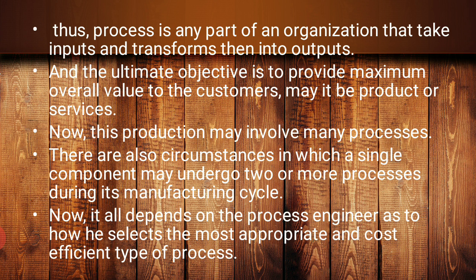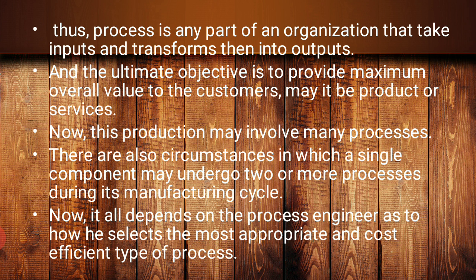right? That is the purpose of any manufacturer, and to attain that objective, we are learning this section of process selection. There are also circumstances in which a single component may undergo two or more processes during its manufacturing cycle. It is quite possible that twice, thrice a component may come to the same type of process. It depends. After the first, second, third process, again you may have to bring that semi-finished product to the first process, then again you may have to take it to the fourth process, and then again you may have to bring it to the second process.